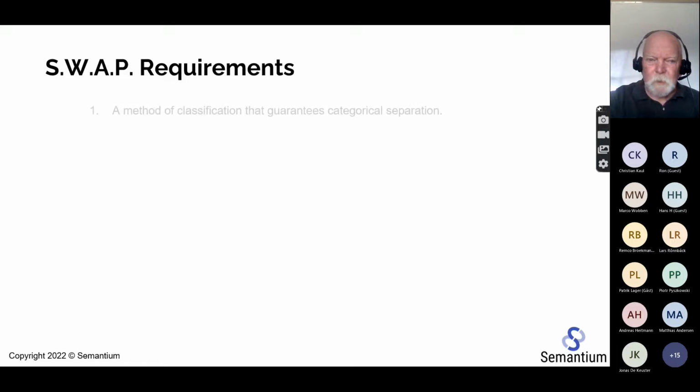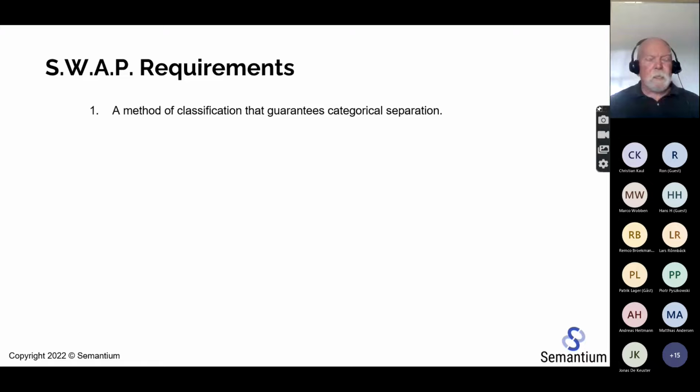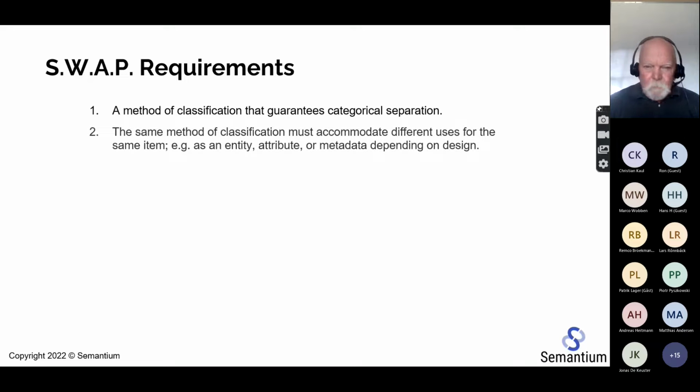So this is our requirements list. This is our wish list. We need a method that guarantees categorical separation. Sounds like kind of an obvious thing, but we were very specific that the categories had to be completely separate, mutually exclusive.